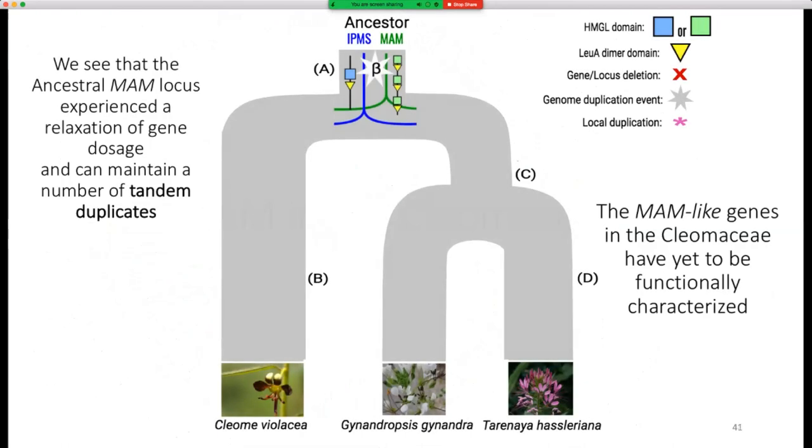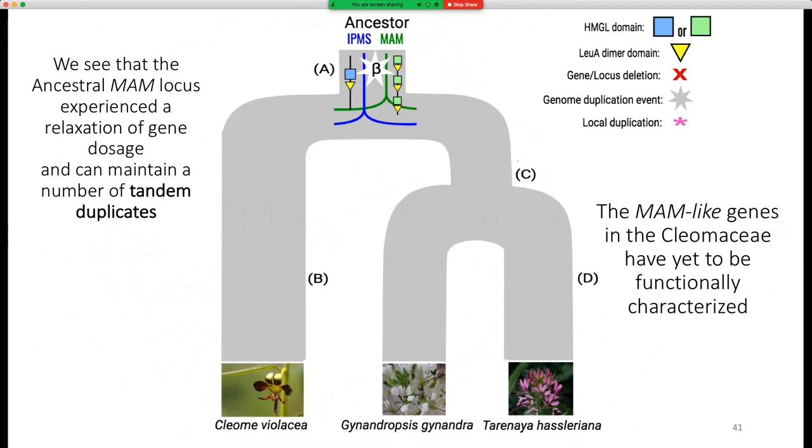So in the Cleomaceae, zooming in, we see that the ancestral MAM locus has experienced some relaxation of gene dosage and can maintain a number of tandem duplicates. So with the assumption that at the beta duplication, that's where you got it, since the beta duplication, some amount of subfunctionalization has occurred. And so we can see local duplications being allowed at this locus now.